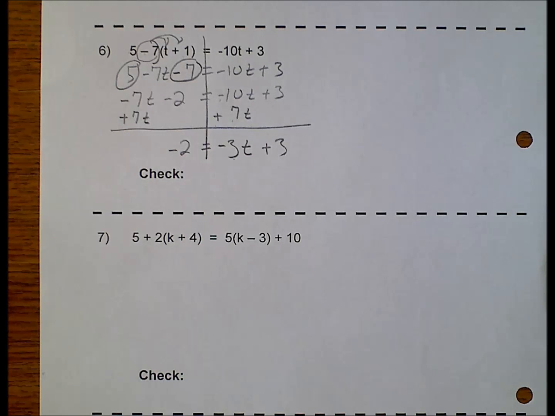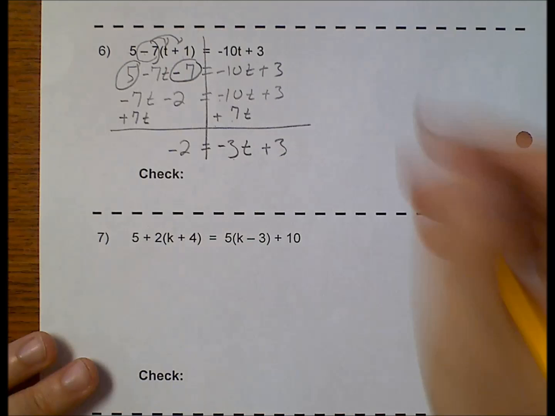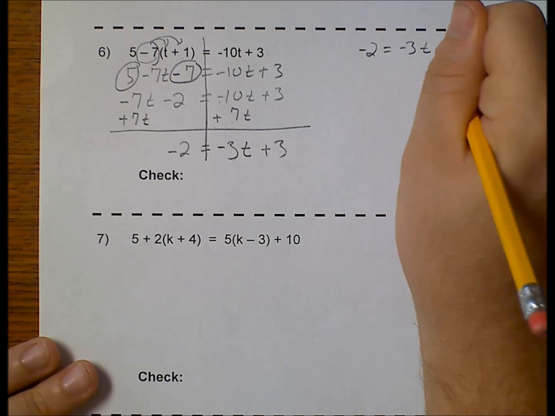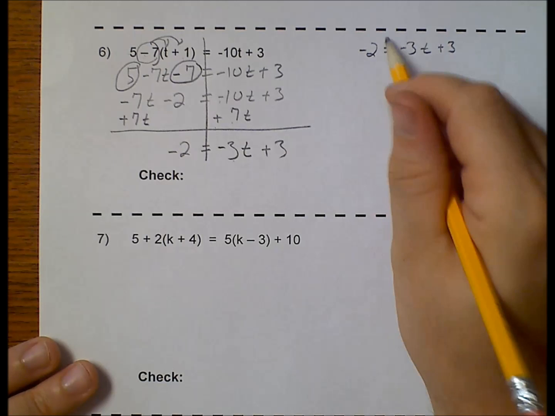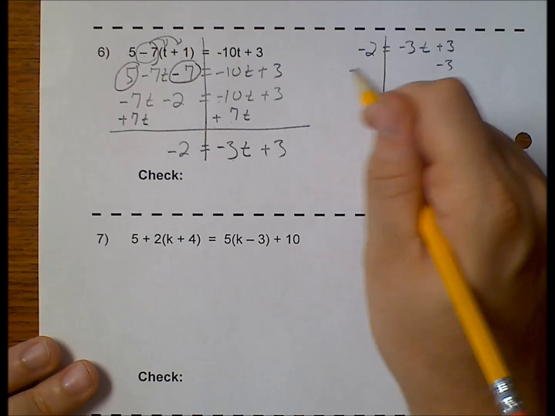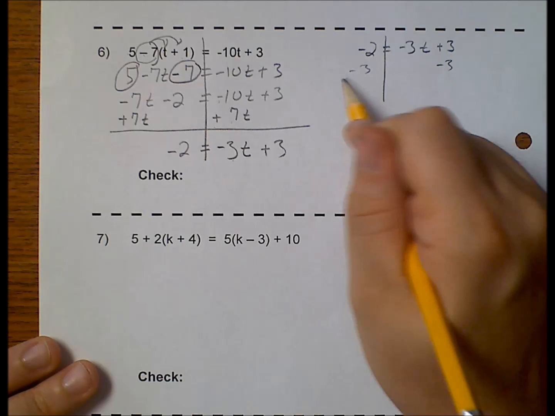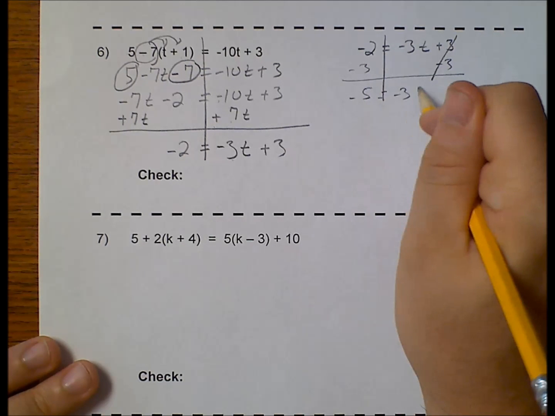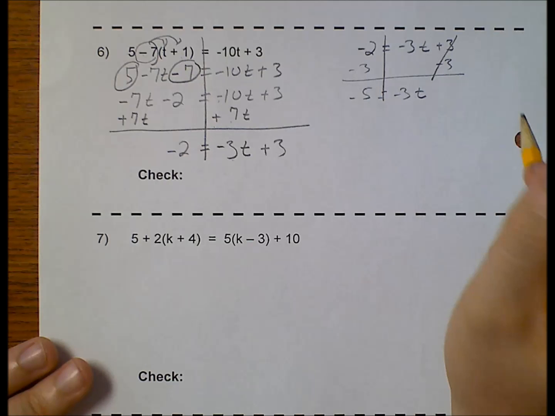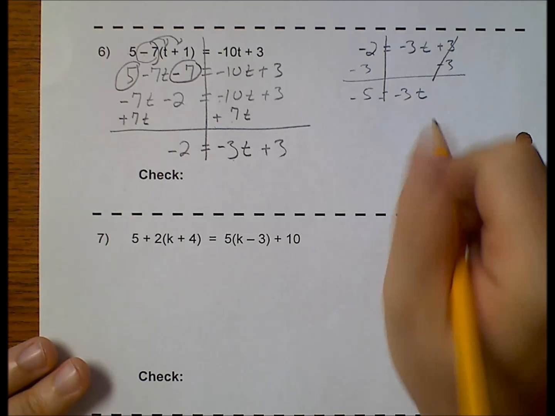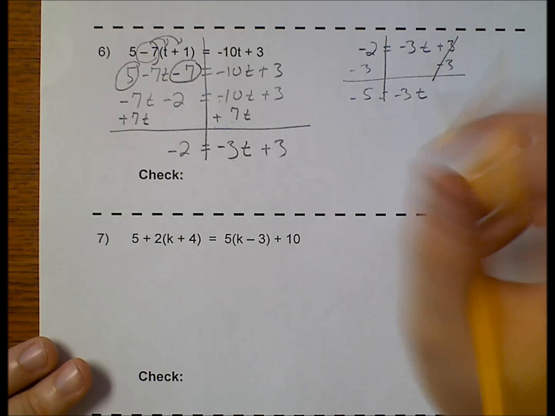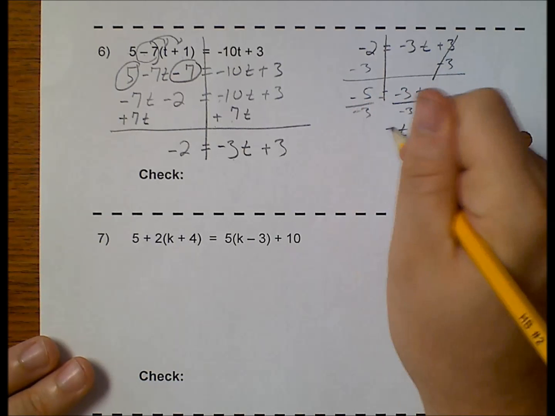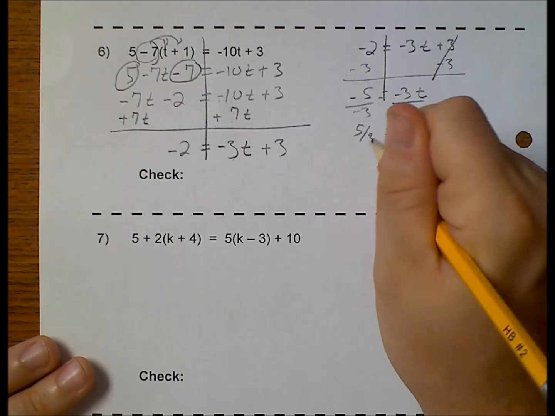It's okay, it's not going to fluster us, but I have run out of room. So I'm going to rewrite it. I'm going to subtract 3 from both sides. That gives me a negative 5 equals a negative 3t. And now, just divide everything by negative 3, and I get that t equals positive 5/3.